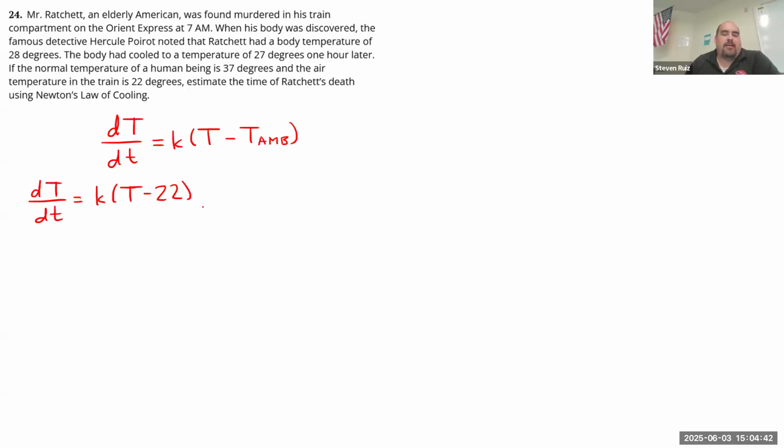So how do we separate this? We can separate this in 2 steps. Since this is our 4th one of these, I'll go ahead and handle it all at once. We'll divide both sides by T minus 22, and we'll multiply both sides by dt. So that gives me dT over T minus 22 equals k dt. So Newton's law of cooling says that there's a proportionality here. We don't really have any idea how strong this proportionality is. So we have enough information to find that out, but we don't have it yet.